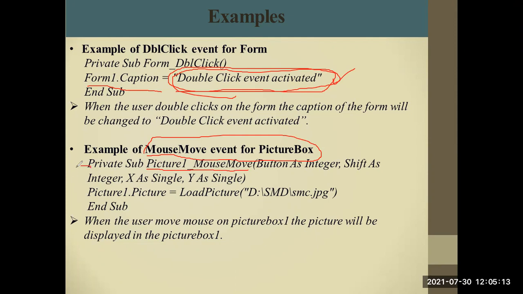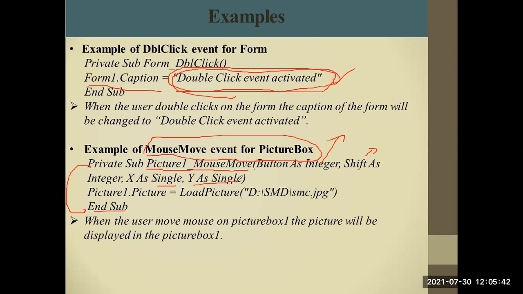Fine. Now it is a private type. Now this will be ended with the end sub. Now here I'm having two arguments. One is button, which is an integer type, and the second one is again shift, which is integer type. Then two more arguments, x as a single type and y as a single type. So basically x and y represent your coordinate. And button represents your mouse button, and shift will be how much value you are shifting.